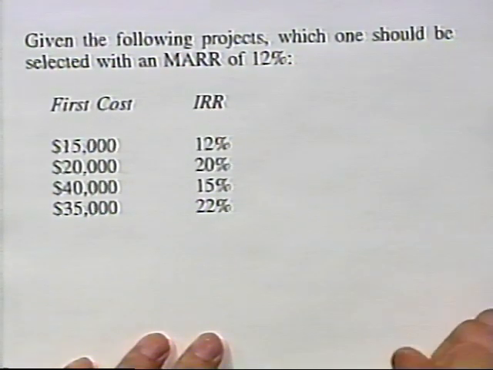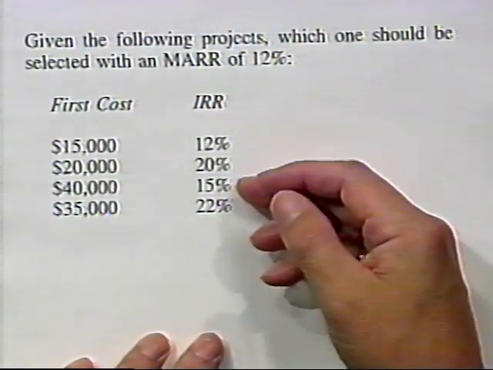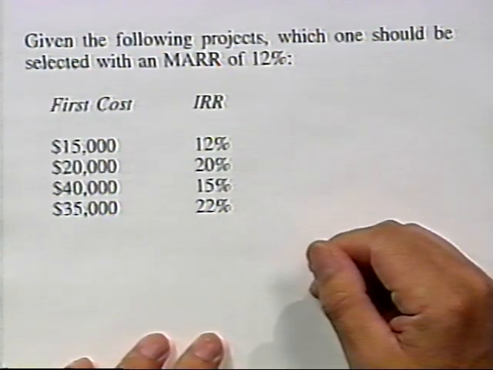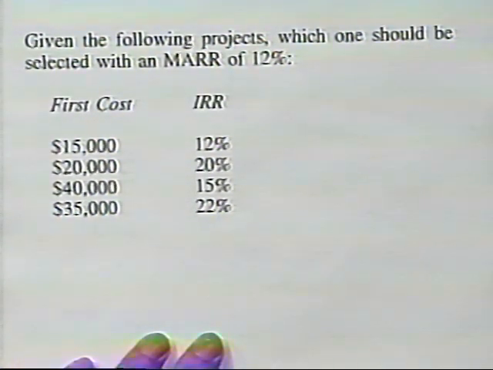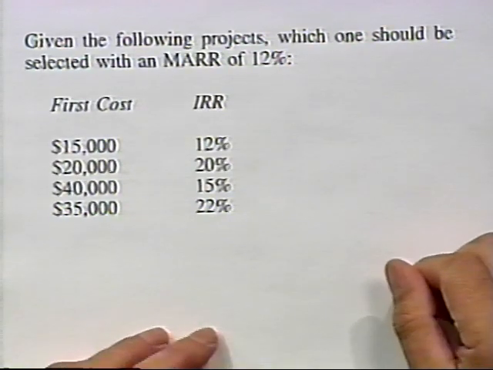And where projects are mutually exclusive, you only can invest in one. And the choice of which one to invest in is where this idea of the incremental investment comes in. So it's not simply, if they're mutually exclusive, to pick the one with the highest internal rate of return. The process is more complicated, and that's what I want to talk about today.